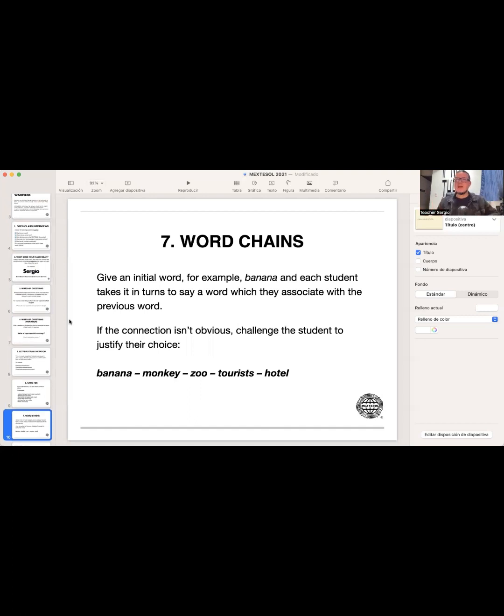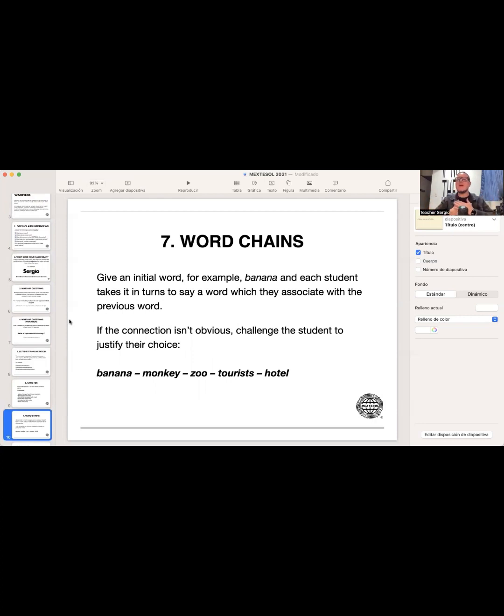Now, this one can be difficult at the beginning, but once you show your students how to do it, they normally like it. And this is a very, very good way to work on vocabulary. So basically here you have to give an initial word. My example here is banana, and each student will take turns to say a word which they associate with the previous word. If the connection is not obvious, and if you think they're just saying any word, you can challenge your student to justify their choice.